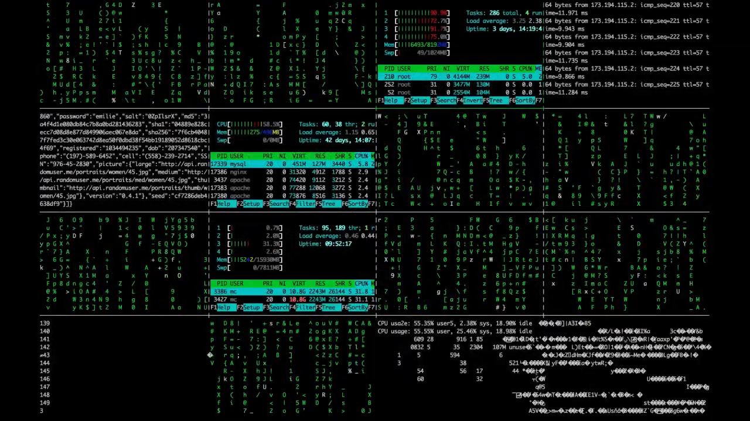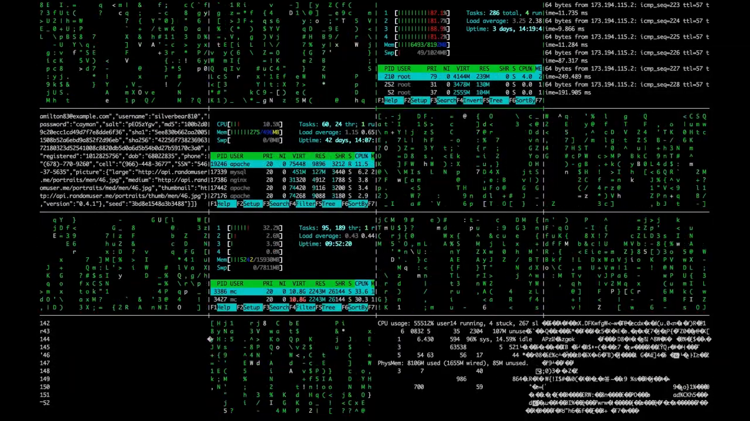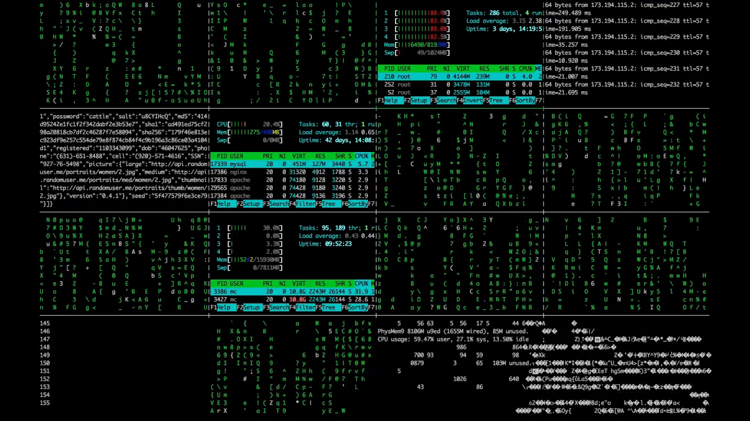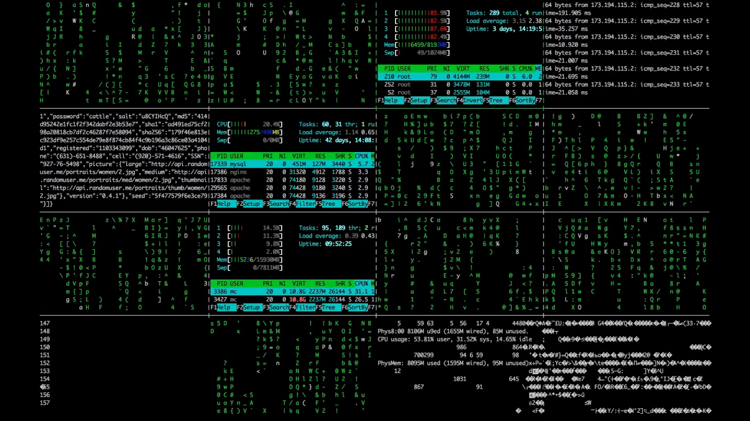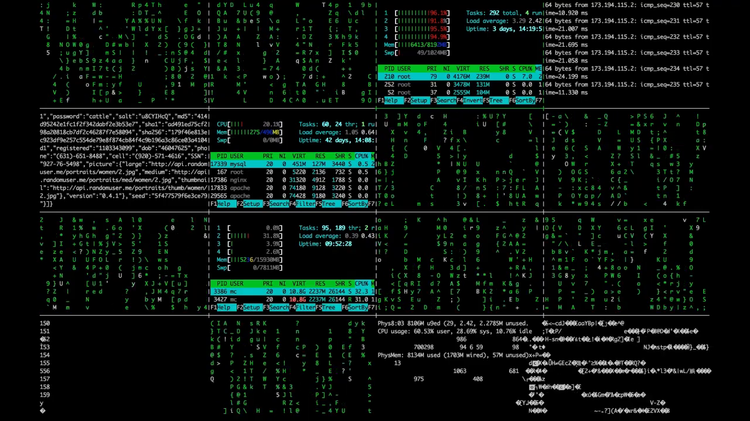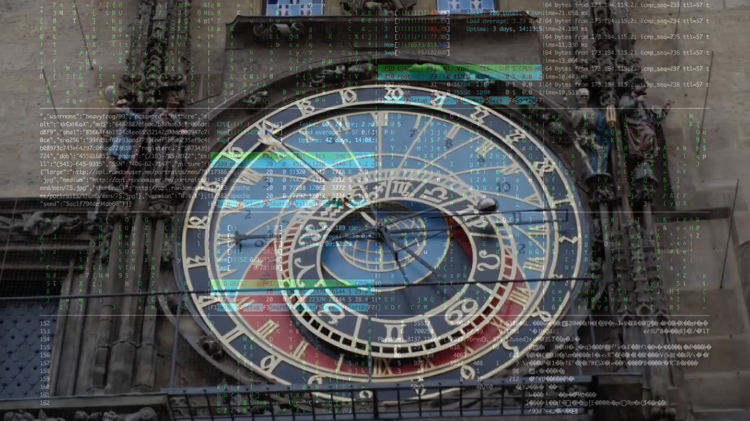Baud rate means bits transmitted per second. In the 8051, baud rate is derived from the crystal frequency. Timers use clock pulses to generate baud rate. If the crystal frequency is inaccurate, baud rate becomes inaccurate. Serial communication fails. That's why crystal selection is critical in embedded systems.